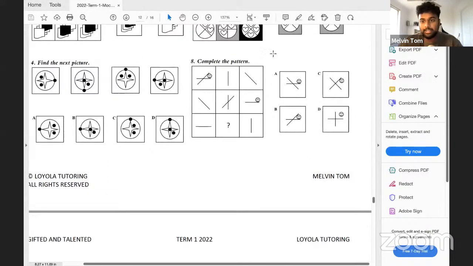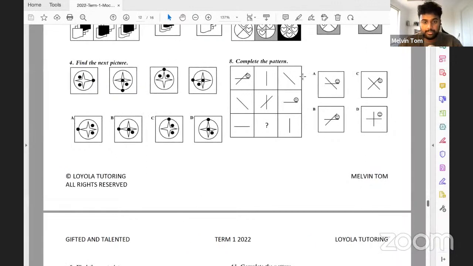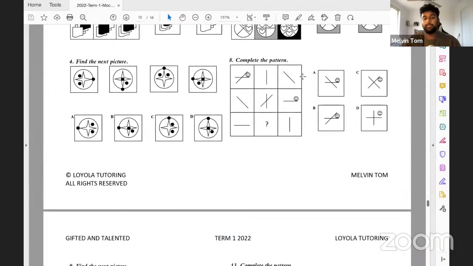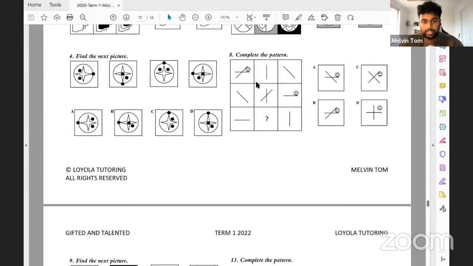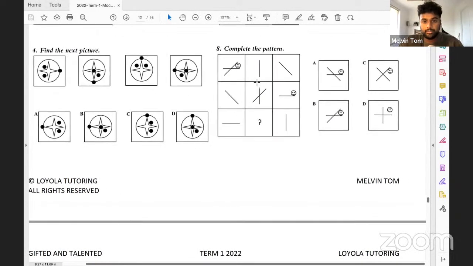Okay, this is another test strategy that I'll tell you guys. My name is Melvin. I'm doing my GATE exam, and I'm doing question 8. All right, so I'm looking at this question and I'm like, this is a grid question. What sort of things happen in grid questions? Well, usually the first column and second column add up to give you the third column. Or the first row and the second row add up to give you the third row. That makes sense as well. But let's try those out.